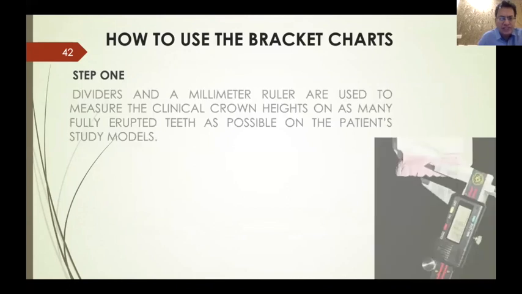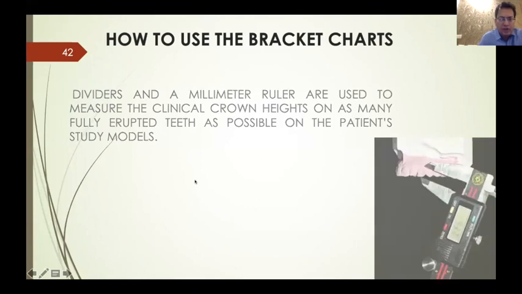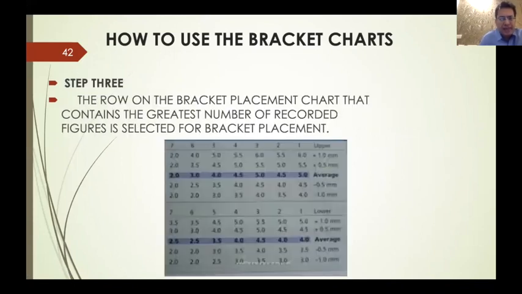What you do is, step one, you take a divider or a vernier and measure all the teeth which have clinical crown heights, as many fully erupted teeth as possible in the patient study model. So it's very important to have good study models. Followed by this, these figures are recorded, divided into half and rounded off to the nearest 0.5. And then, this is the measurement from the distance from the incisal edge or the occlusal surface. Then you look at the bracket placement chart and match it with the row in which the maximum number of entries are matched.